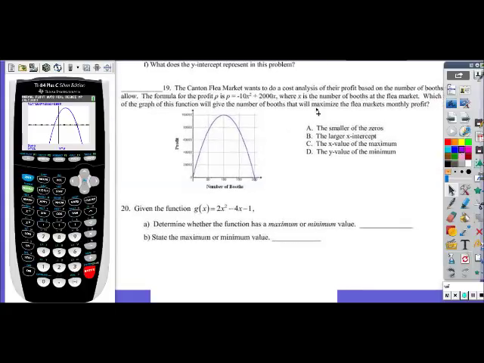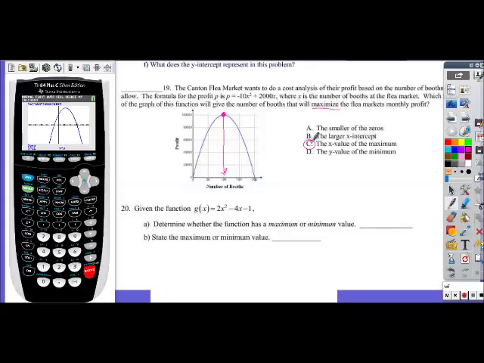Well, maximize means we're going to have to look at the maximum. So I'm going to put my dot right here. So the number of booths that would maximize the profit would be the X value of the maximum. If it actually wanted to know what the profits were, that would be the Y value of the maximum.